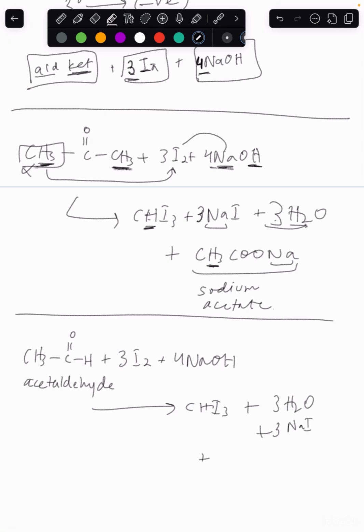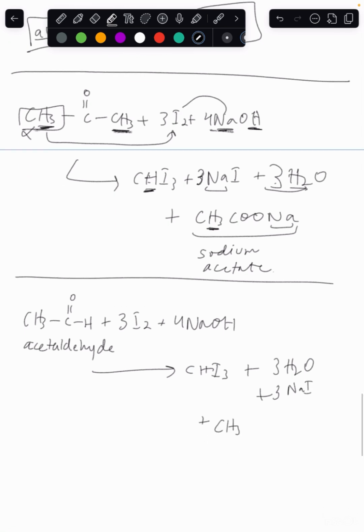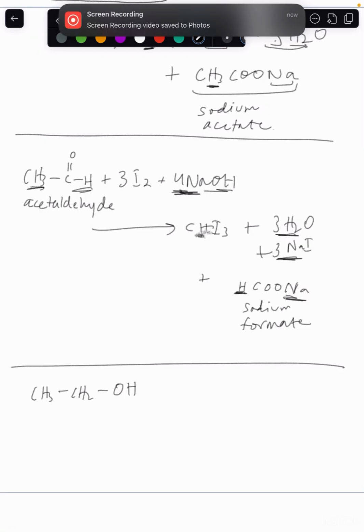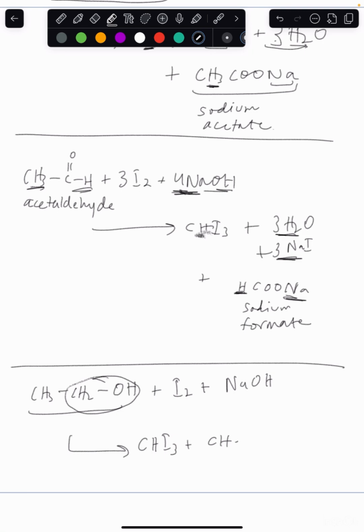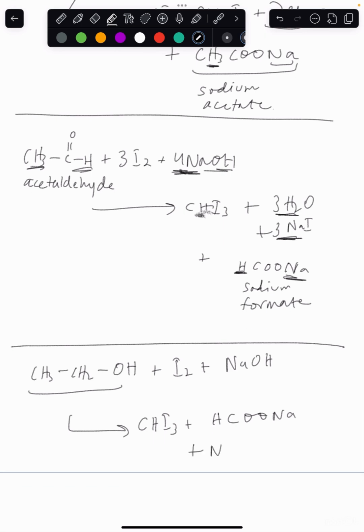And then it will form a sodium formate molecule. We have ethanol over here. It will also react with the same reactants, and then it will form iodoform. This part will form the formate ion, and then we will also have the sodium iodide and water.